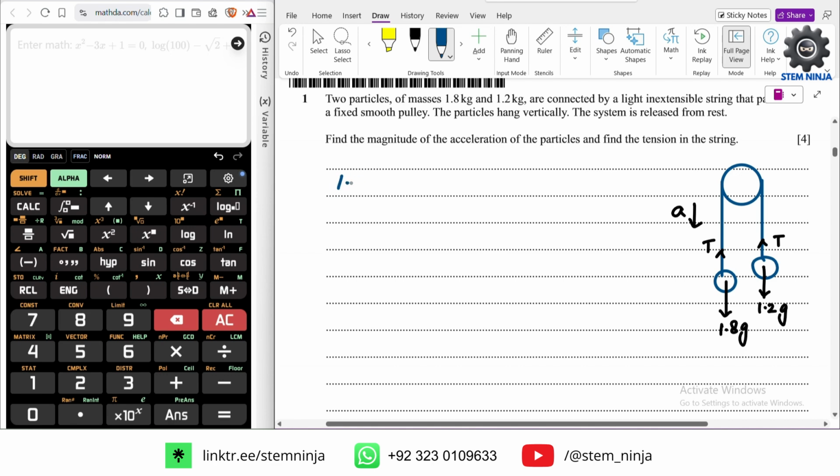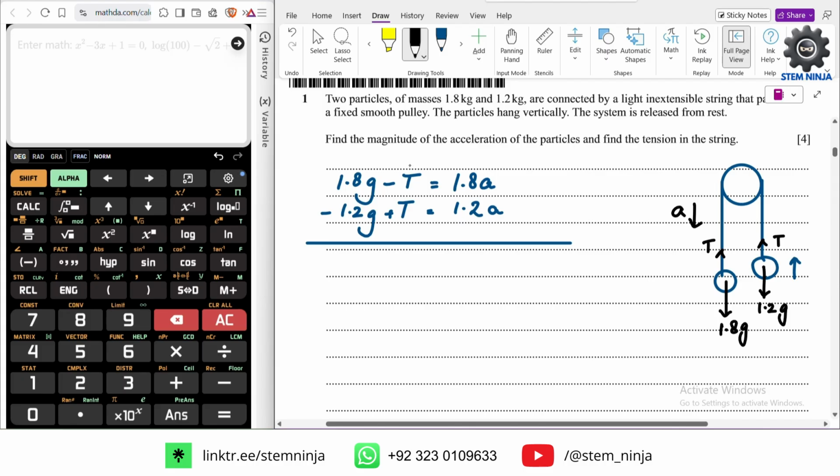You have 1.8 g minus T equals 1.8 a. The other object is actually moving this way, so you have T minus 1.2 g equals 1.2 a. Now we can solve this simultaneously. As you can see, we do not need to subtract the equations, we just simply need to add them.